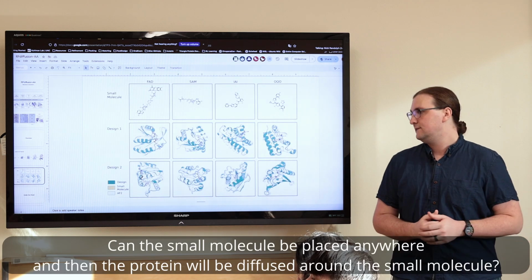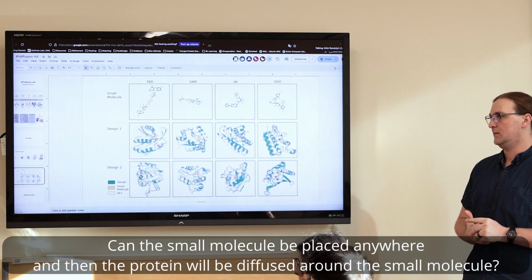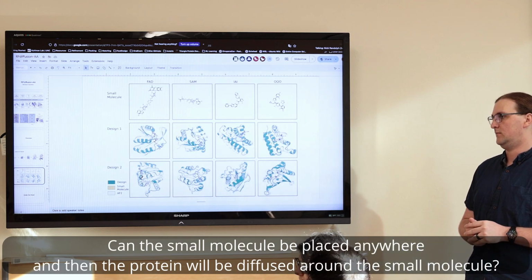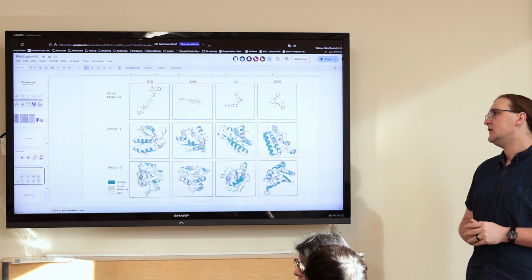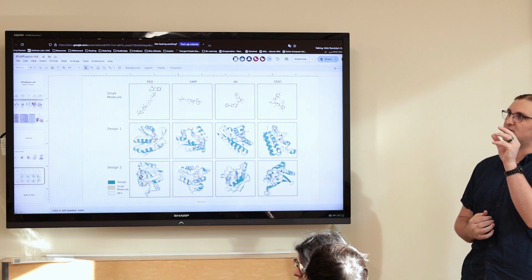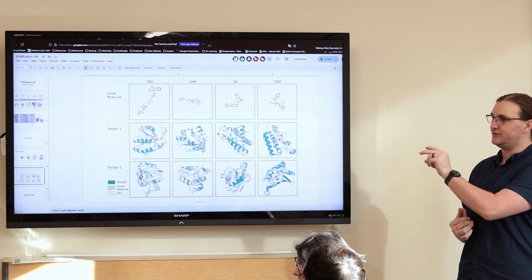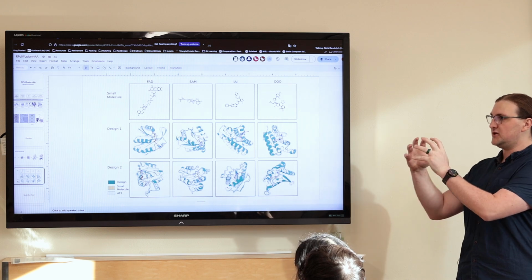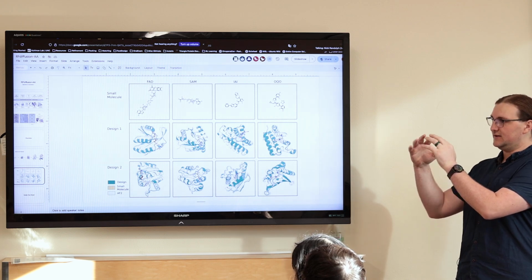Yeah? Can the small molecule be placed anywhere and then the protein will be diffused around the small molecule? So what essentially is happening is the small molecule gets centered at 0, 0, 0, then the noise is generated around it, and then it kind of just diffuses.